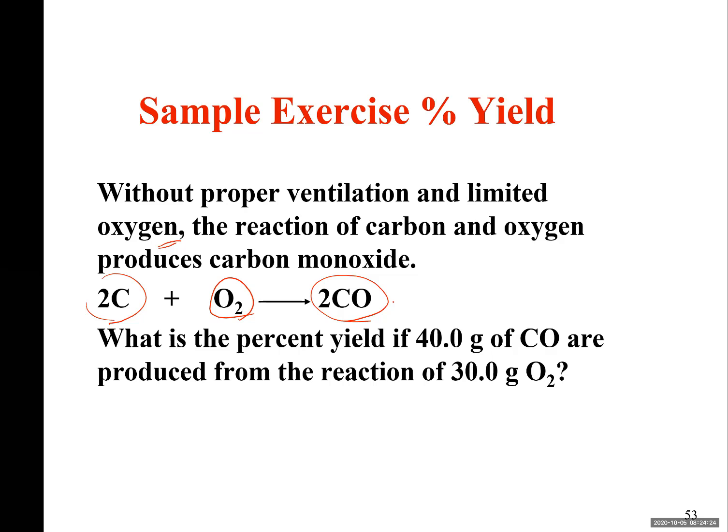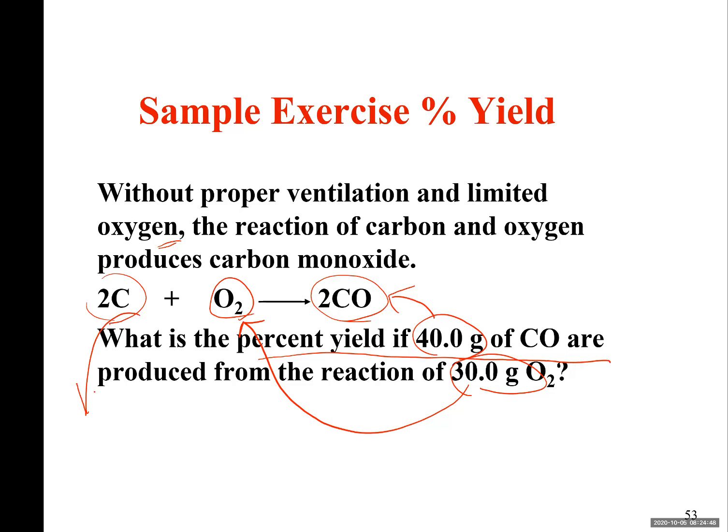Now we want to do a problem on this example. It says, what is the percent yield of this reaction if you have produced 40 grams of carbon monoxide from 30 grams of oxygen, and this problem is assuming there is enough carbon. You don't have a shortage of carbon. Suppose you have excess carbon.